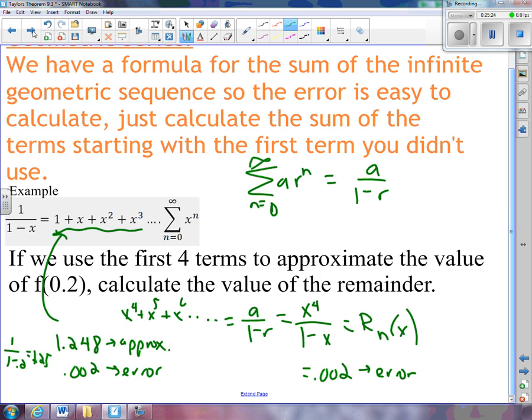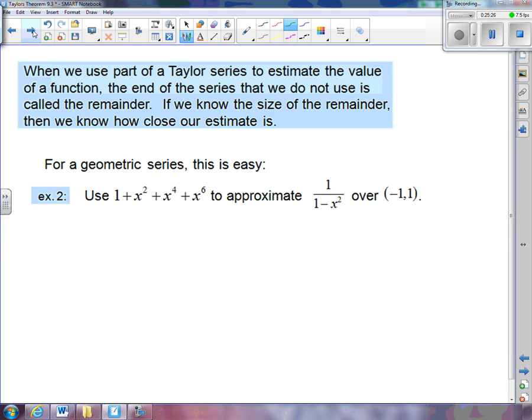Alright, so one more example of this. When we use a Taylor series to estimate the value of a function, the end of the series that we do not know is called the remainder. If we know the size of the remainder, we know how close our estimate is. So now let's just do it with a different geometric series.